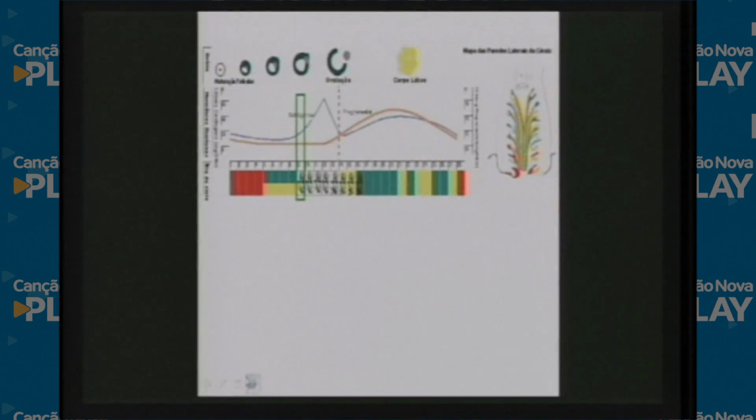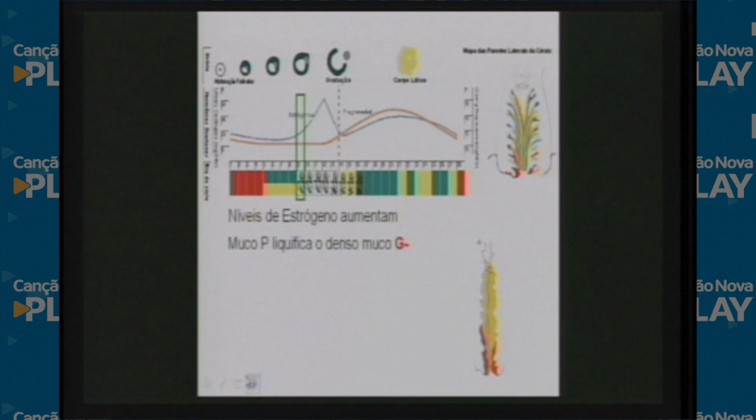The estrogen levels are rising. The P mucus liquefies the thick G mucus. And so now we see the plug coming away. It's mixed with the L mucus and leaves the cervix.